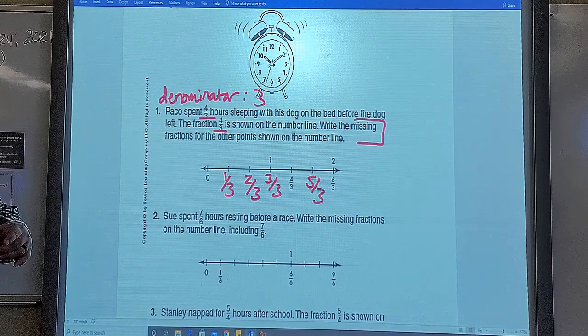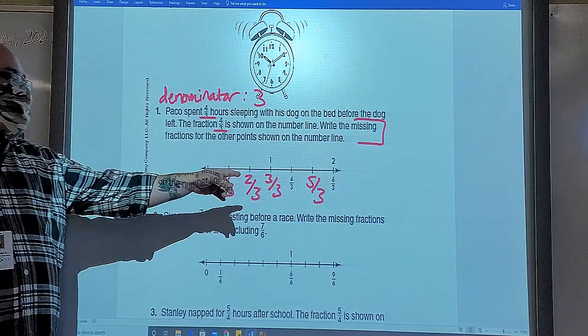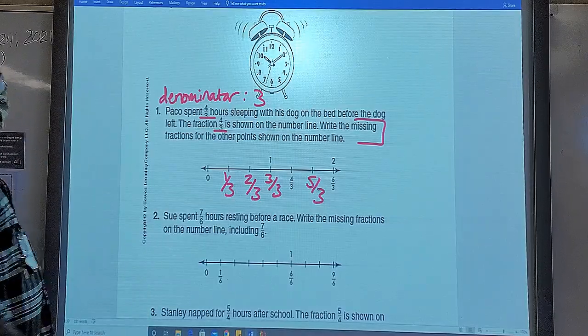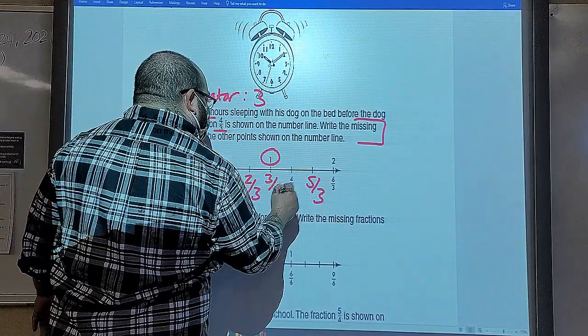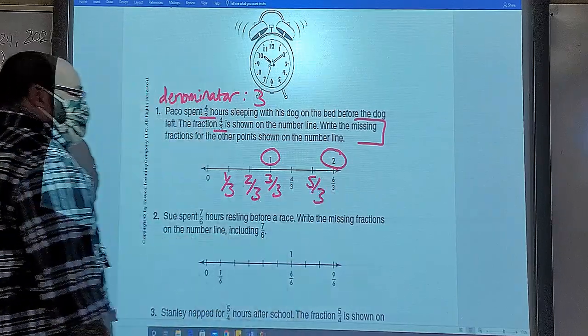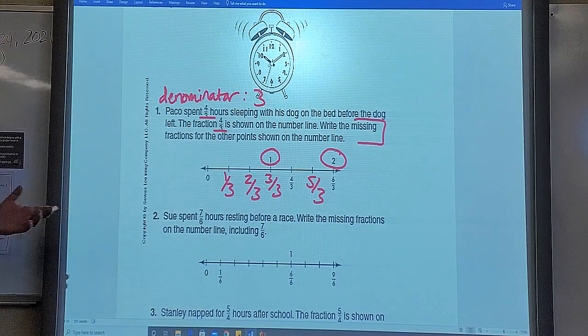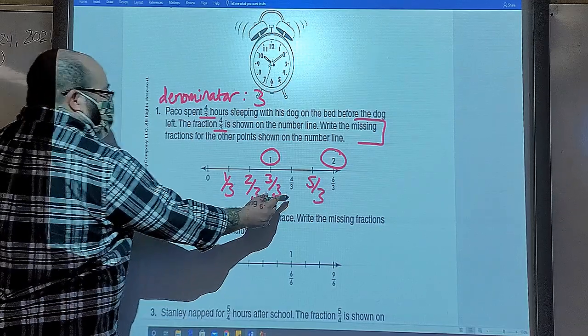1/2? Nope. That's 3/6. 6/3 is what? 2 whole? It's 2 whole. Exactly. 1 is 3/3, 2 is 6/3. So if he slept 6/3, that would mean he slept 2 whole hours, right? But he actually just slept a little over an hour.